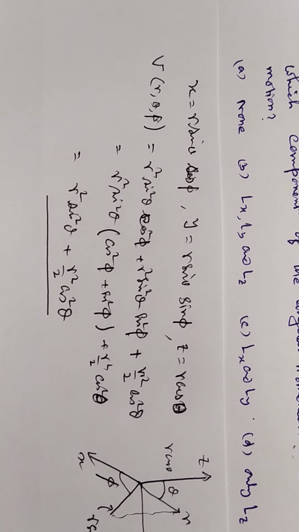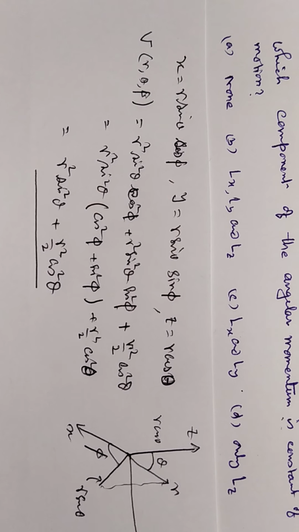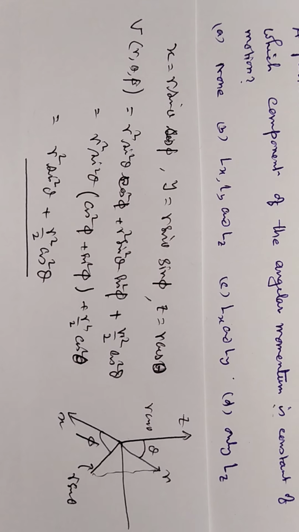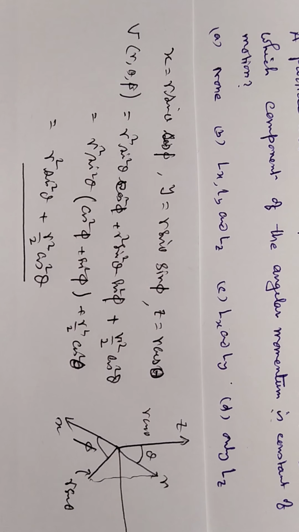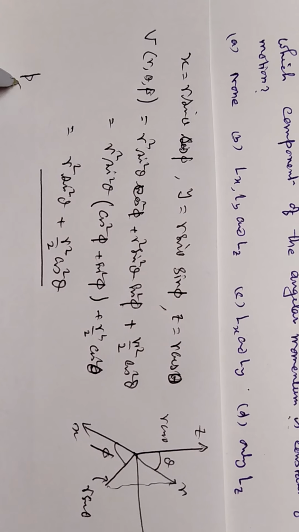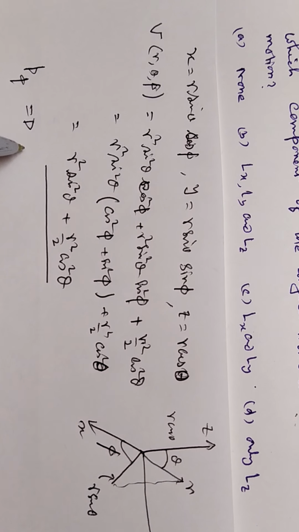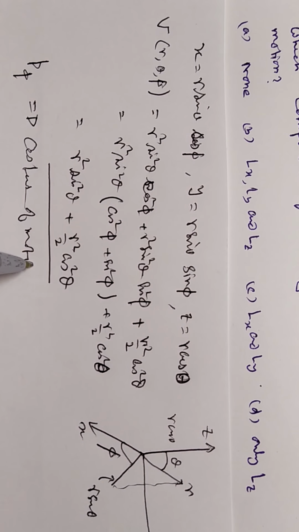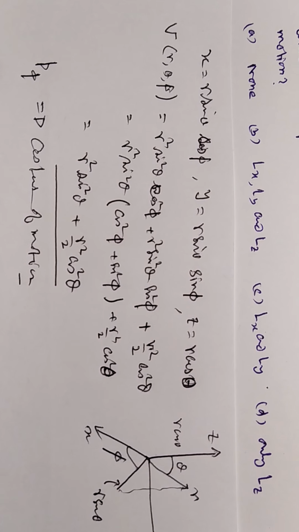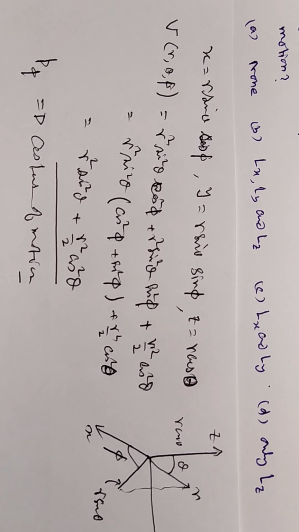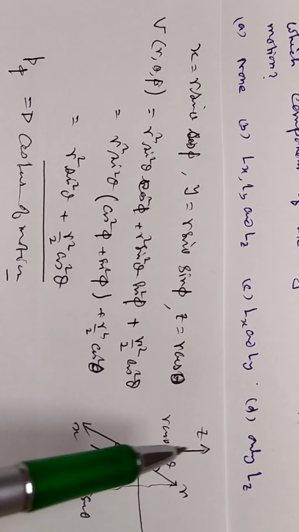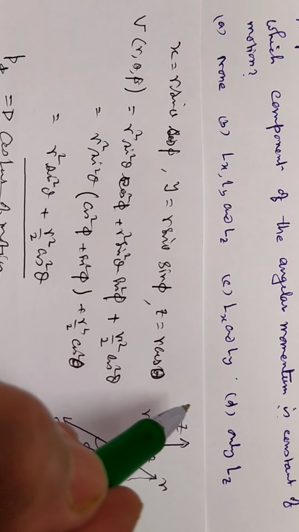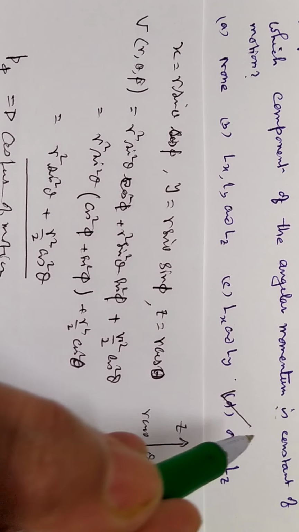and therefore the potential that you have is independent of phi, and therefore the Lagrangian is also independent of phi. Then phi is a cyclic coordinate, and the corresponding conjugate momentum p phi should be a constant of motion. And p phi is related to Lz, and therefore the z component of the angular momentum should be a constant of motion, and therefore the answer should be this.